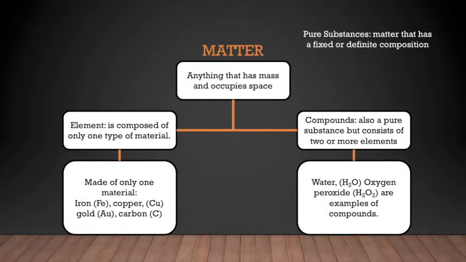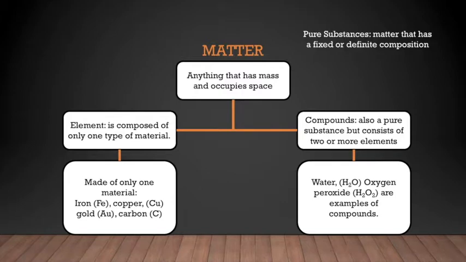Let us begin by defining matter. Matter could be defined as anything that has mass and occupies space. Now, to understand matter, we also have to understand the term of a pure substance. And this is matter that has a fixed or a definite composition. In this case, we will be discussing two different types of pure substances.